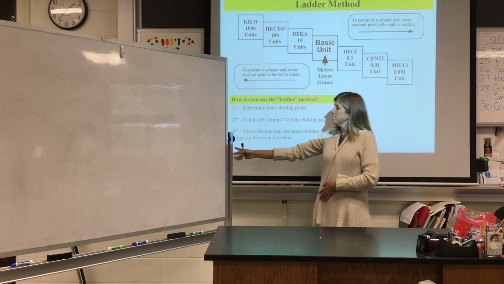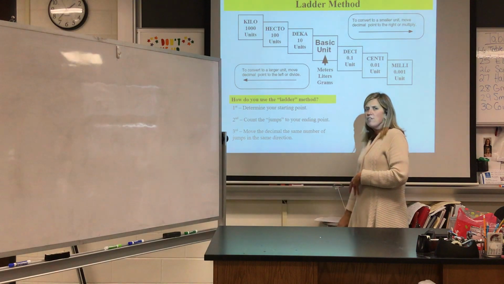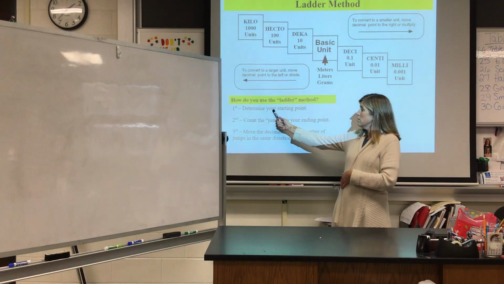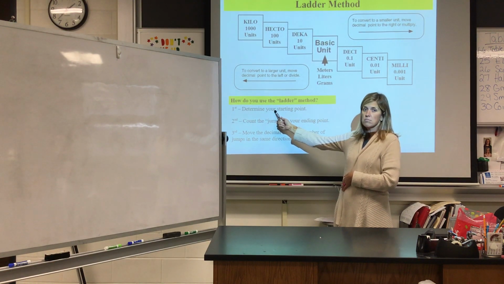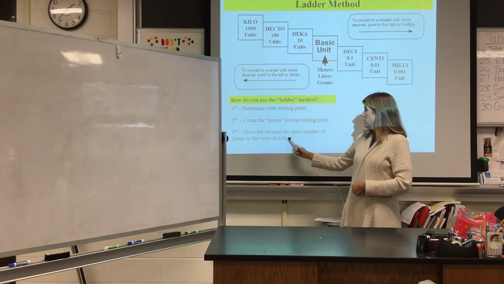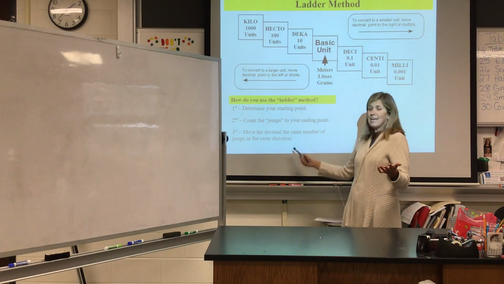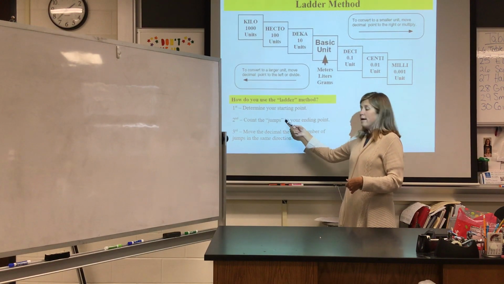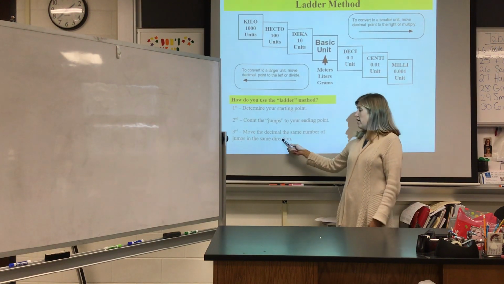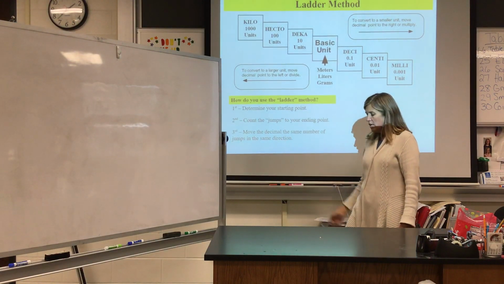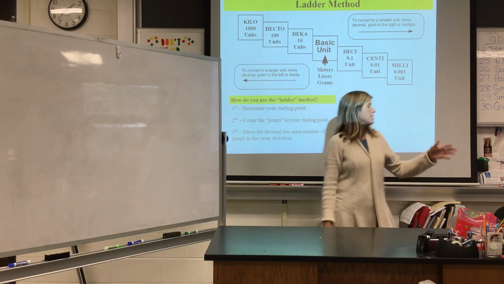And there are 3 steps. So when we convert using the ladder method, we ask ourselves 3 questions. Where's my starting point? How many jumps to my ending point? And then move the decimal point in our number that same direction and same amount. Where do I start? How many jumps to get to my end? And do the same thing to my actual number and decimal point. Okay? So now we're going to actually do a practice.